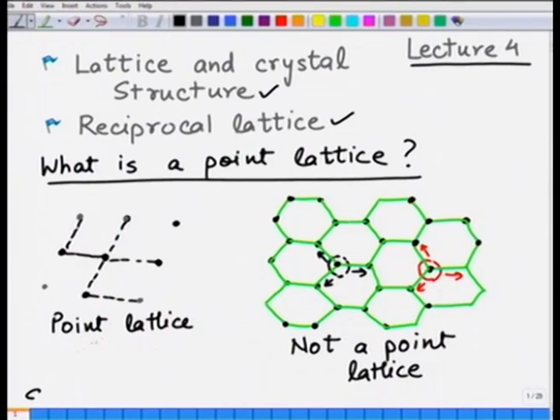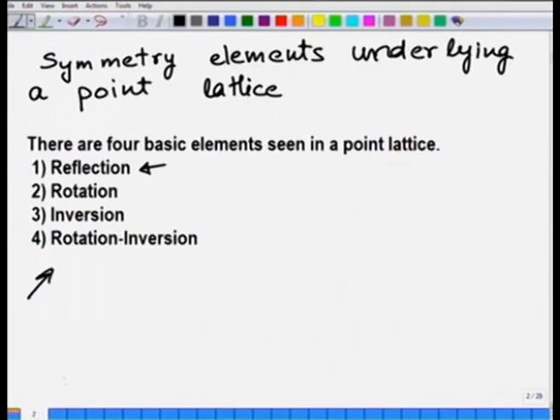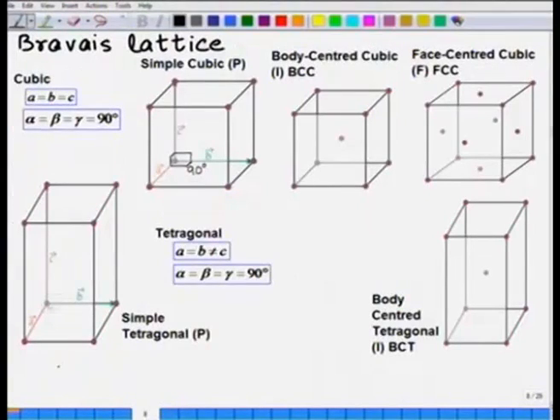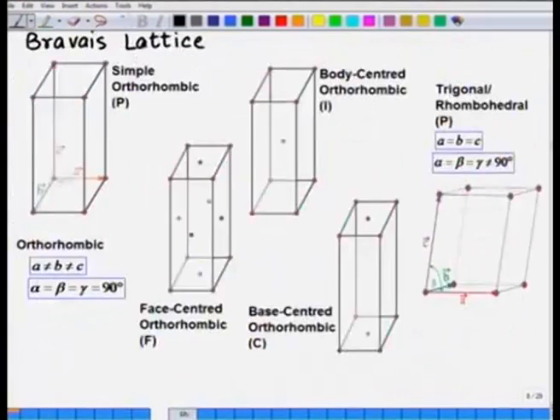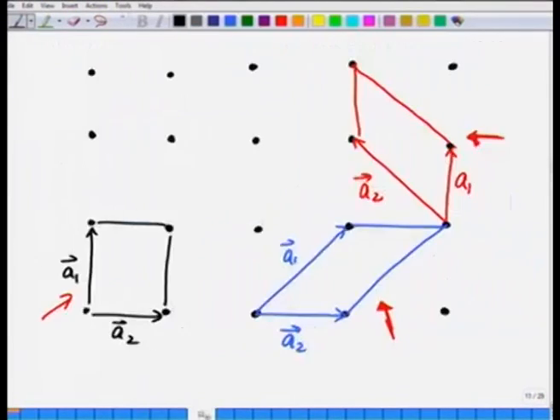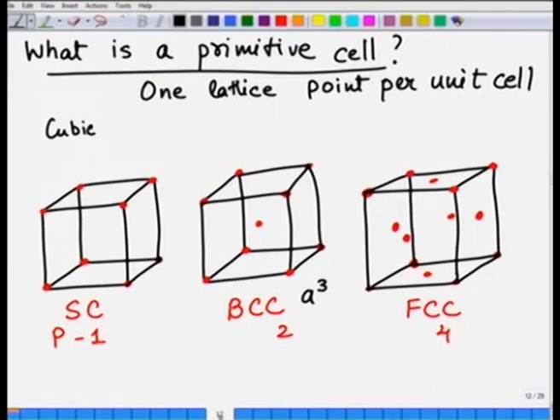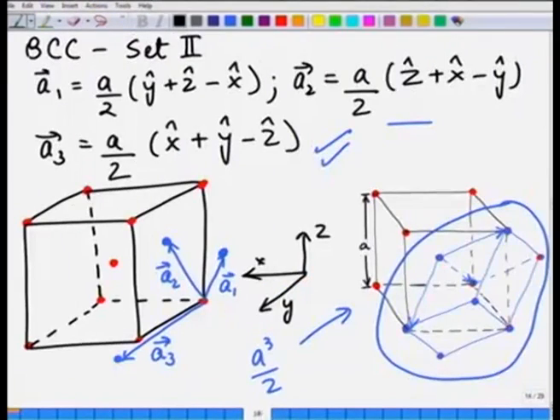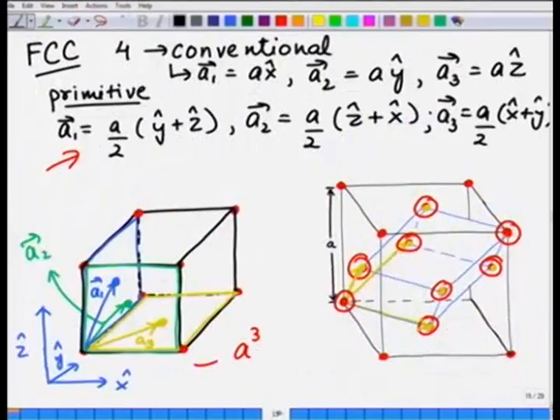In summary, there is a point lattice, and there is underlying symmetry in the point lattice. Based on that, there are exactly 14 Bravais lattices possible. Some are primitive, some are not primitive. Whichever are not primitive, it is always possible to make a primitive lattice. A primitive lattice has one lattice point per unit cell, and primitive lattices are often used in analysis, which we will do. Shown here is one for BCC, and shown here is one for FCC.